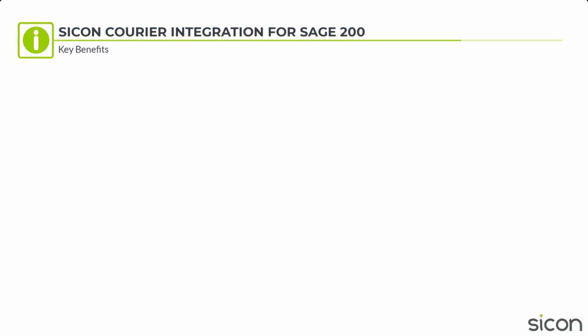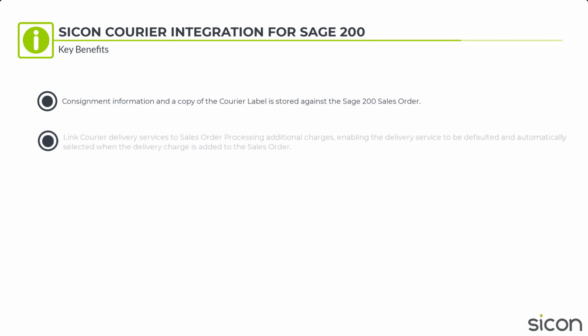Key benefits: consignment information and a copy of the courier label is stored against the Sage 200 sales order. Link courier delivery services to sales order processing additional charges, enabling the delivery service to be defaulted and automatically selected when the delivery charge is added to the sales order.